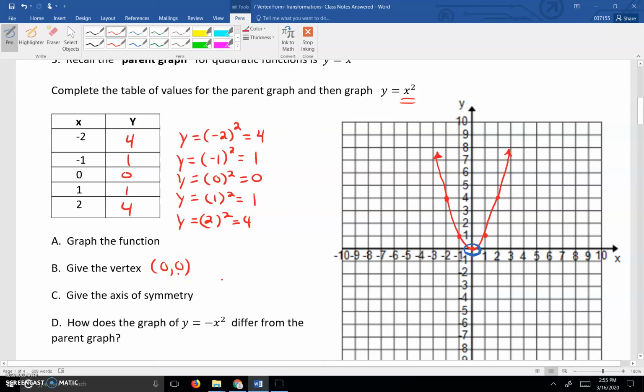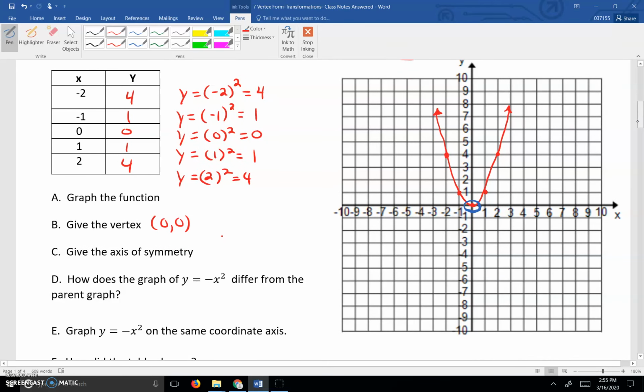That is my minimum, or my vertex. The axis of symmetry, the line that would cut my graph in half, is always x equals the x value of the vertex. So in this case, it's x equals 0.